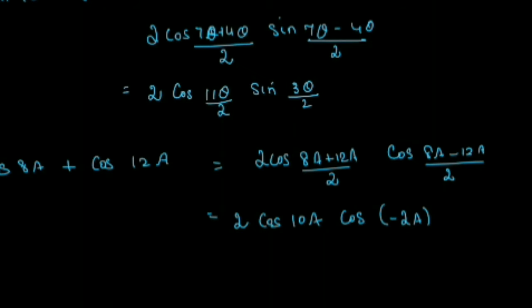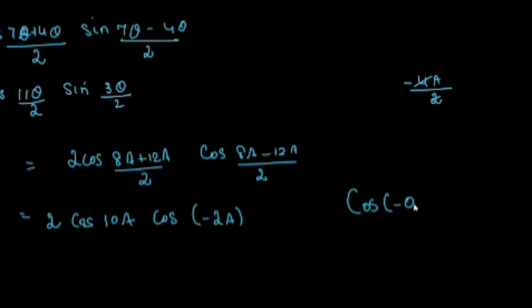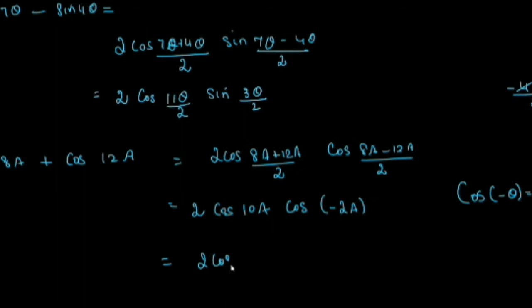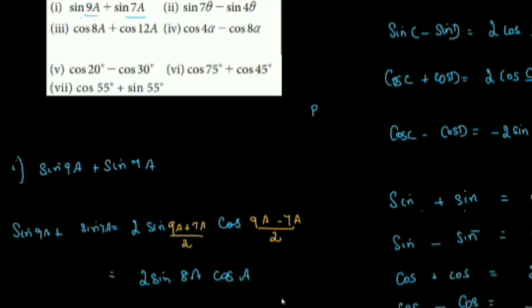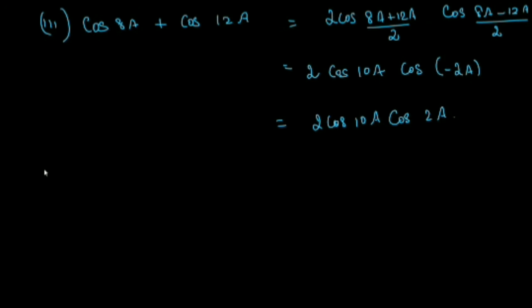What should we do with the cos of minus? You remember that cos is an even function. So ignore the minus sign. Cos of minus theta is cos theta. So it is equal to 2 cos 10a cos 2a. The fourth one, cos 4a minus cos 8a.